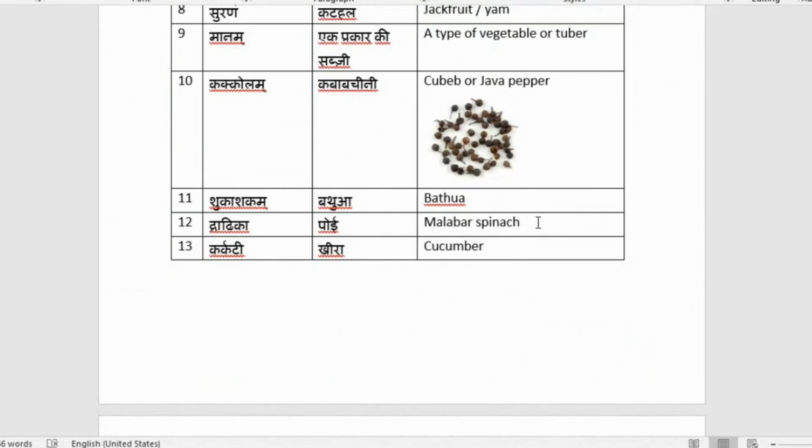Then is Shuka Shakam. Now again, in some books Shuka Shakam is called bitter gourd, and in some books it is called Bathua. Which one is correct? Let's not go into it. Shuka Shakam, Bathua, or we can say bitter gourd. Remember the word Shuka Shakam. Then is Dradika. Dradika, Malabar spinach or poi.